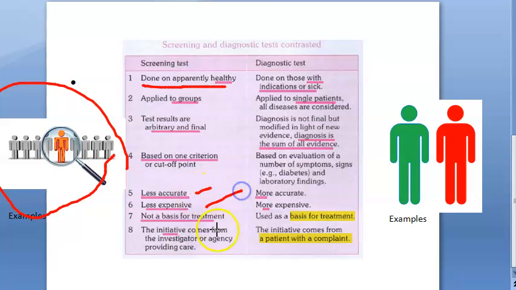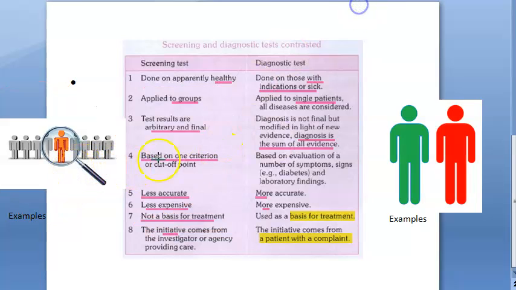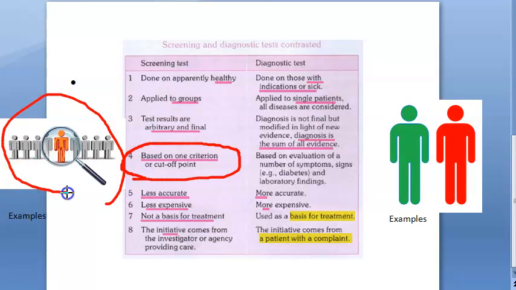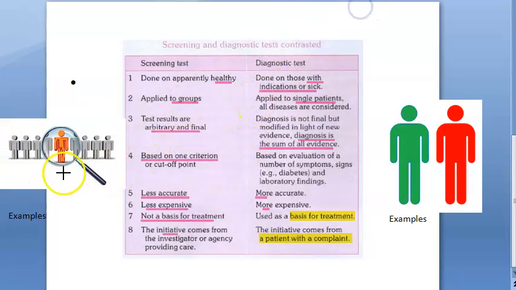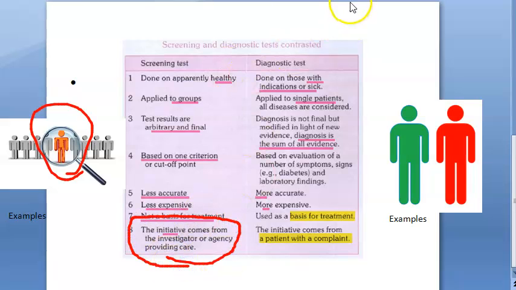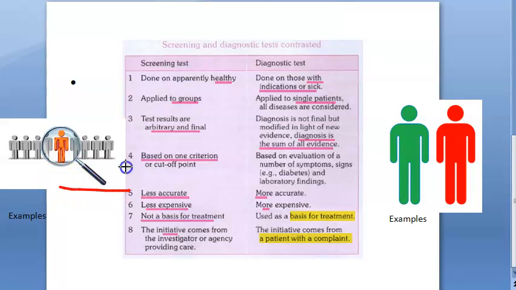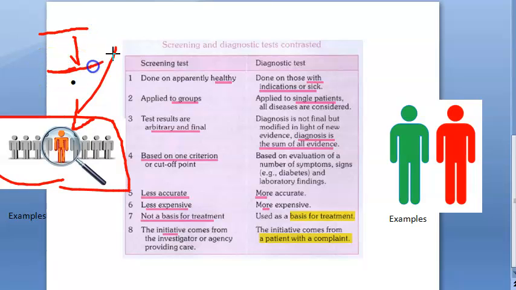Less accurate, less expensive. It is not the basis for treatment because it is an arbitrary test. You have not confirmed yet whether the person actually has the disease, right? Based on one criterion or cutoff point, they are trying to find out whether there's a possibility of a disease. It does not have wholesome clinical features. The initiative comes from the investigator or agency providing care, so this is not from the people.